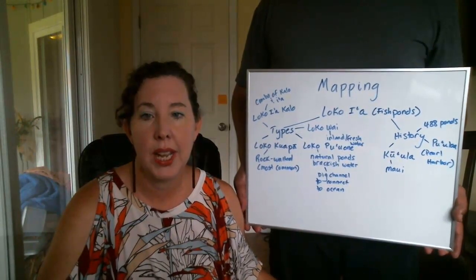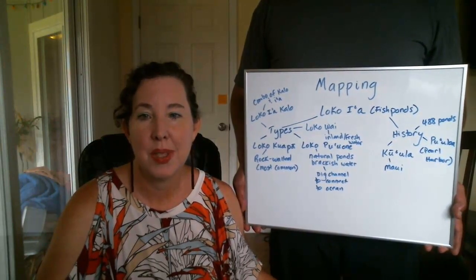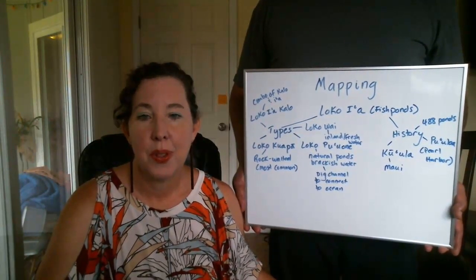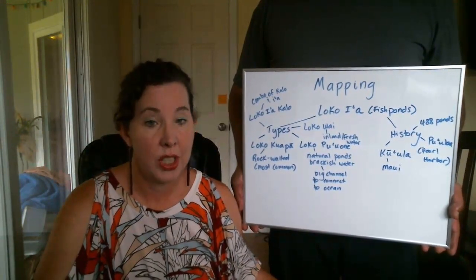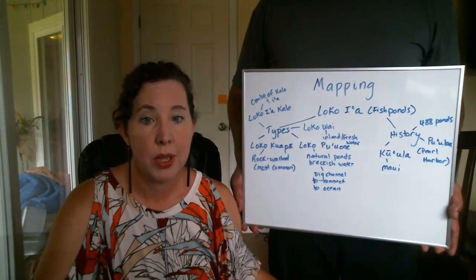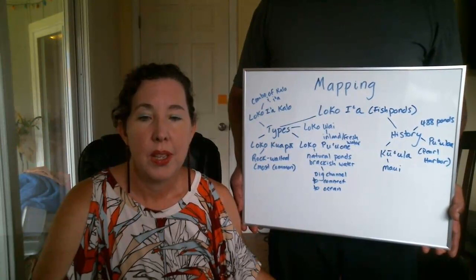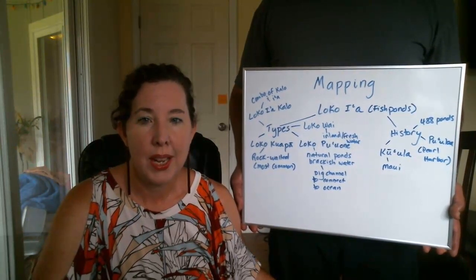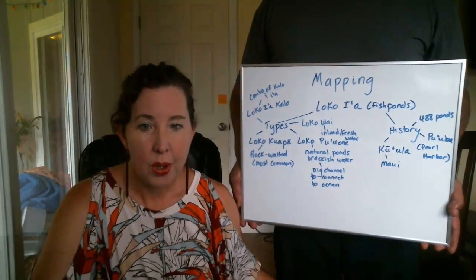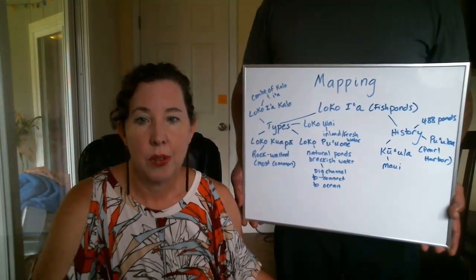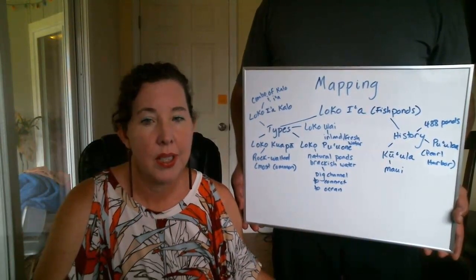So I have three different categories, types, actually two different categories, types and history. With the first, with types, I have listed different types branching off from that subcategory types. So we have loko'ia kalo, and then I made another note branching off from that: this is a combo of kalo and ia. And lokovai, with a note that this is an inland or freshwater pond.